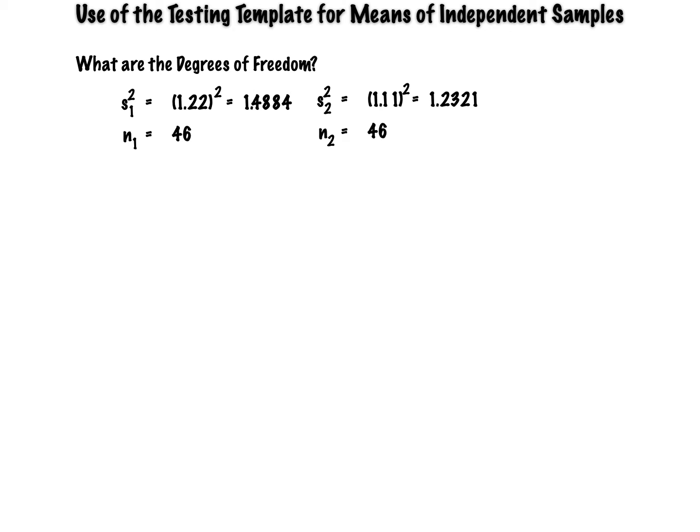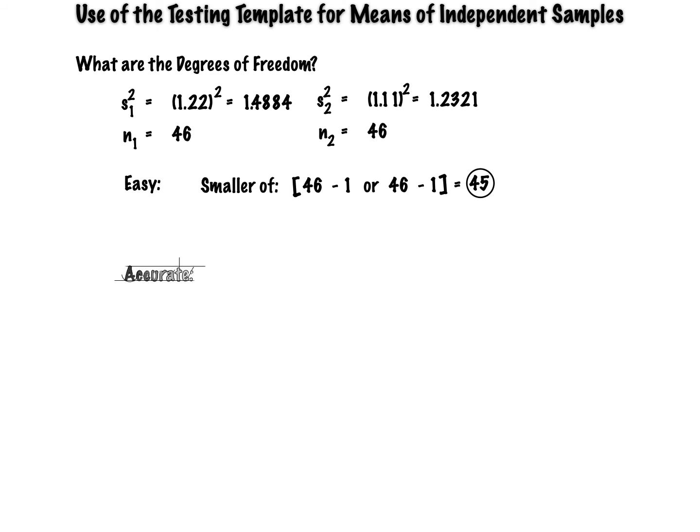Let's plug in our sample data. The low humidity sample variance is 1.22 squared, or 1.4884. The high humidity sample variance is 1.11 squared, or 1.2321. Recall that both sample sizes are 46. The easy answer to the degrees of freedom is to pick the smaller degrees of freedom from sample 1 or 2, which are the same at 45.